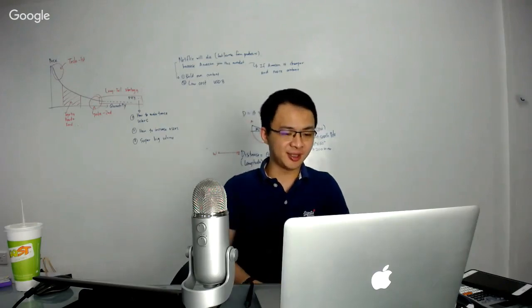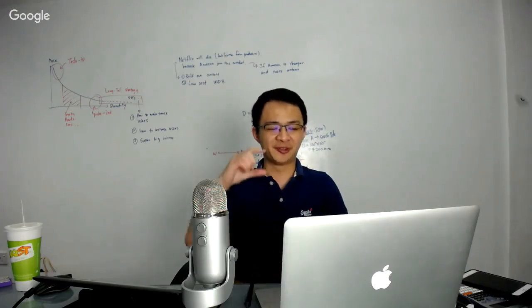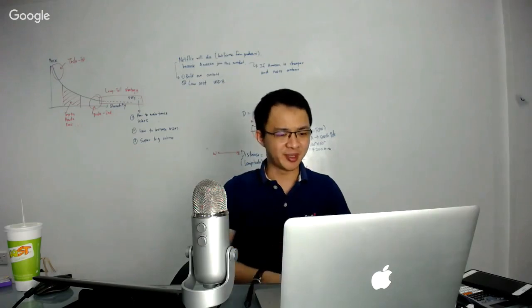Integration using the cylinder shell method. Yeah, integration, if the rectangle rotates 360, you will just get the volume of a cylinder.